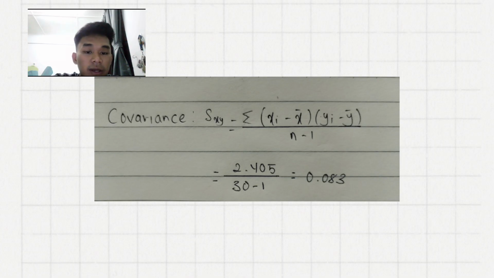For this part I will focus on two things, the covariance and the correlation. For the covariance formula, you can see the slide, and after I put all the information in the formula, I get the answer 0.083 for 30 companies. And for your information, N stands for company.